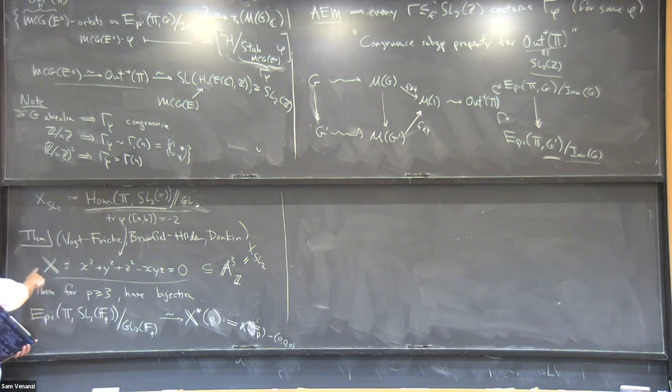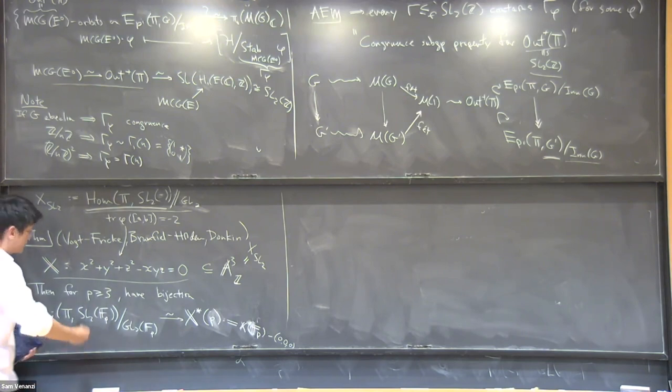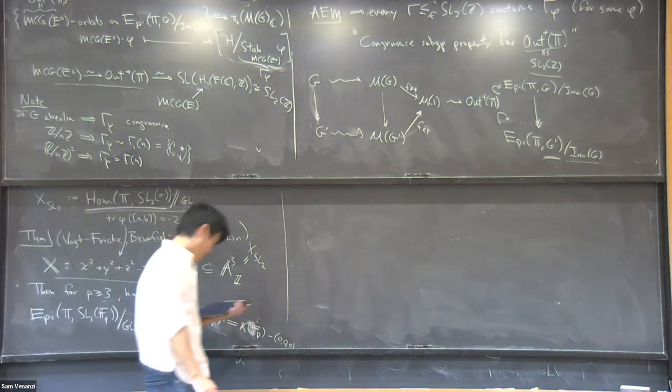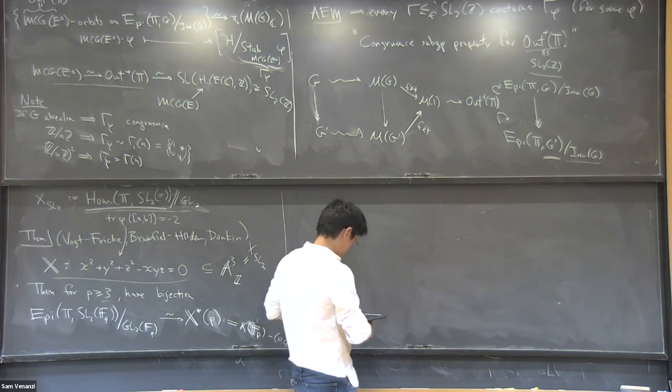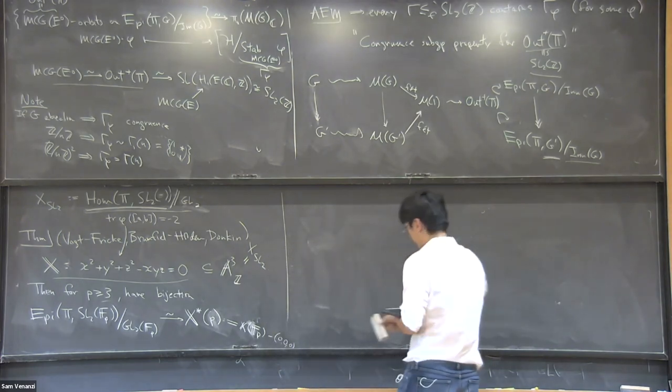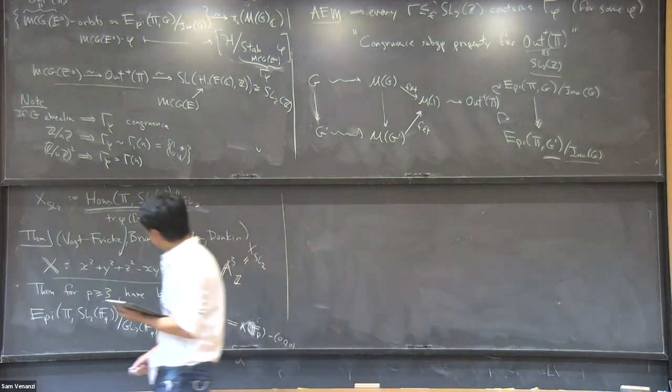With the exception of the point (0, 0, 0), that's the only point which does not correspond to a surjective representation. In fact, (0, 0, 0) will correspond to a representation which basically has dihedral image. This is also why you have to ignore p equals 2, I think. Okay, so at this point we have this bijection.